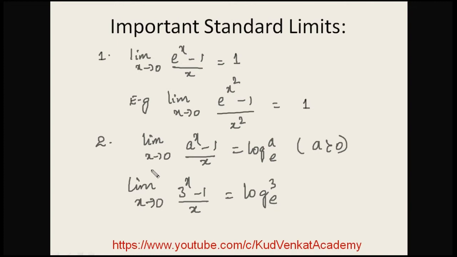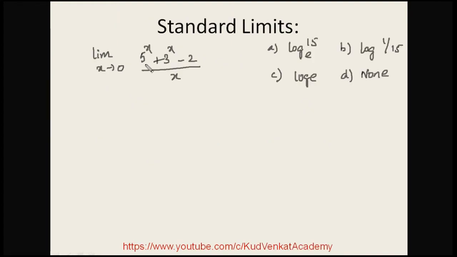Let us solve one more different type of question based on this standard limit. So here limit x tends to 0, (5 to the power of x plus 3 to the power of x minus 2) divided by x. And the given options are log 15 to base e, log 1 by 15, log e, and d is none. If you look at this question, this is not directly in the form of standard limit, but we can convert the given function into a standard format. Let's see how we can do that.